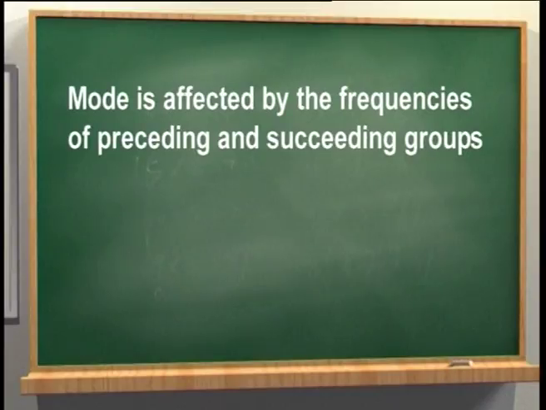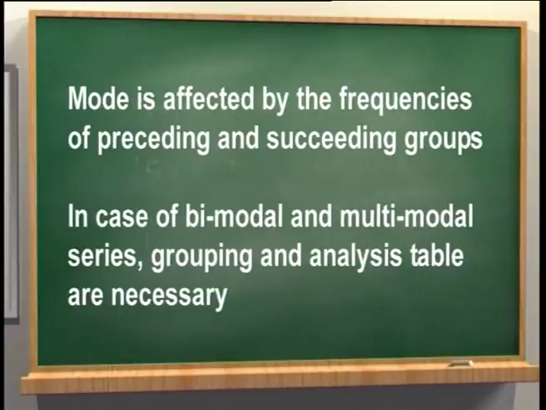Mode is also a positional average. It is the value of the item which has the greatest frequency density in its immediate neighborhood. Interpolation formula is adopted to find the mode in case of continuous series. Mode is affected by frequencies of preceding and succeeding groups. In case of bimodal and multimodal series, grouping and analysis tables are necessary.